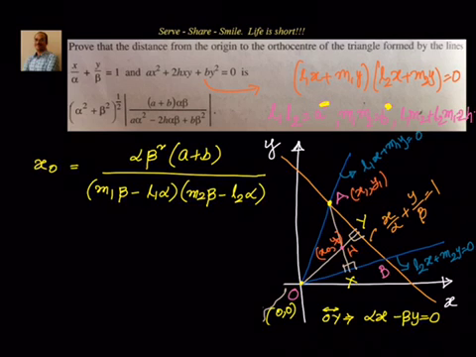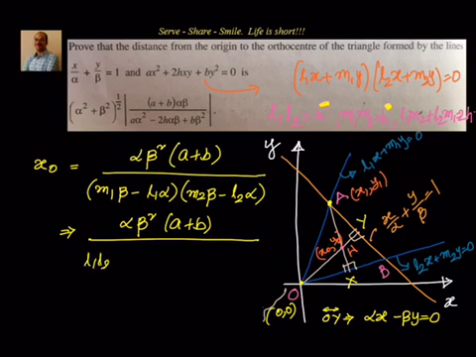After the last step, what will we get now? We try to simplify this. We find out that alpha beta square into (a plus b), and when I multiply out the denominator, I will have L1 L2 alpha square plus m1 m2 beta square. After that I have minus alpha beta into (L1 M2 plus L2 M1).